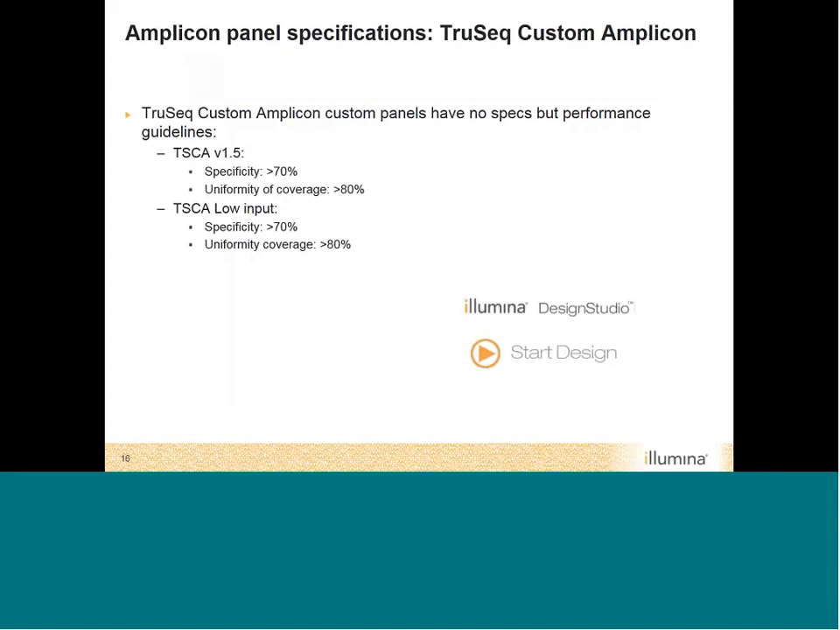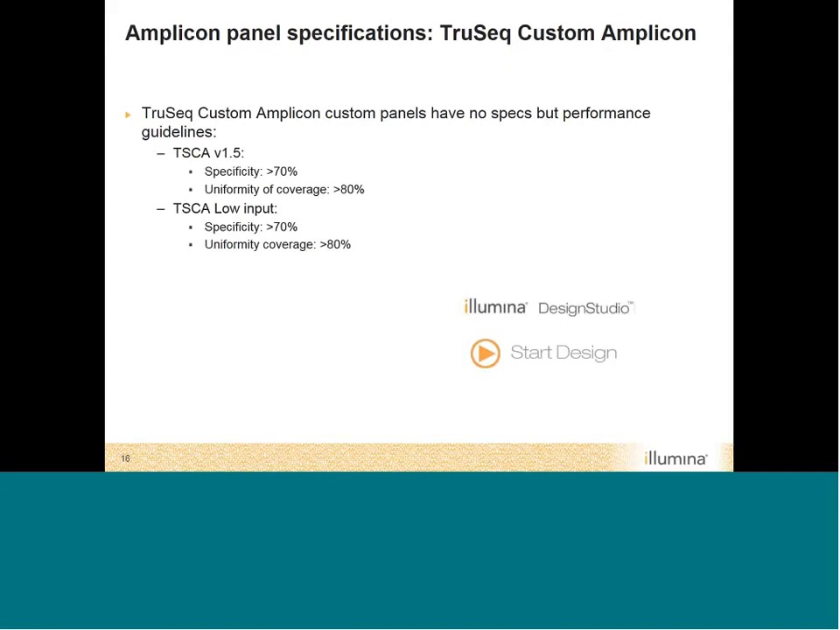Now, how about the TruSeq Custom Amplicon? Well, it is a custom solution, something completely new that you're designing. So we don't have any specifications per se, but we have performance guidelines. Since, of course, you're using the Design Studio software to create that design, it's an algorithm that takes a lot of considerations into account to give you the best possible design that is going to be successful. And so we are expecting a specificity of higher than 70% and a uniformity of coverage of higher than 80% for these panels.